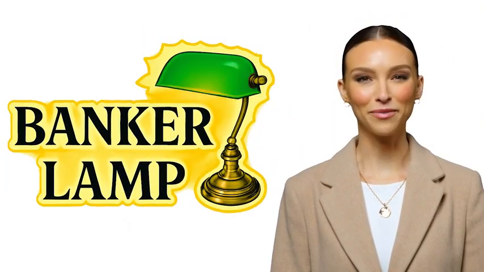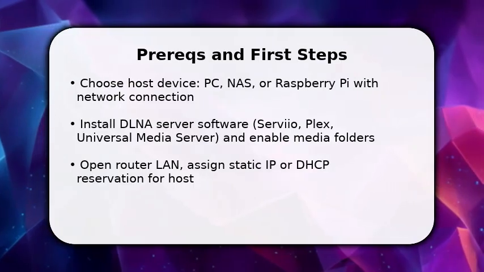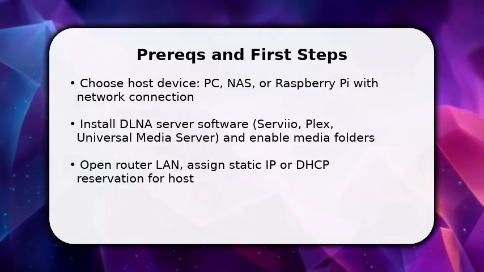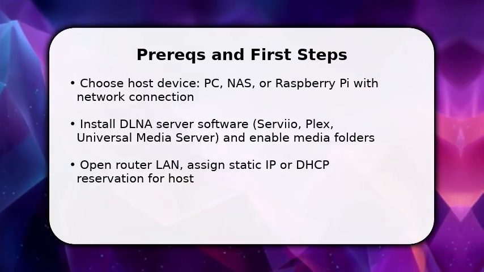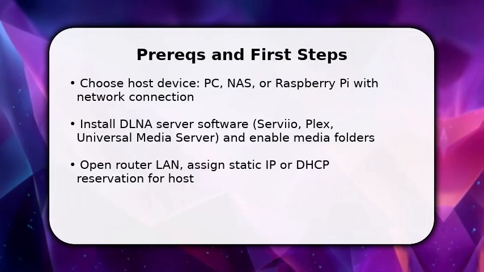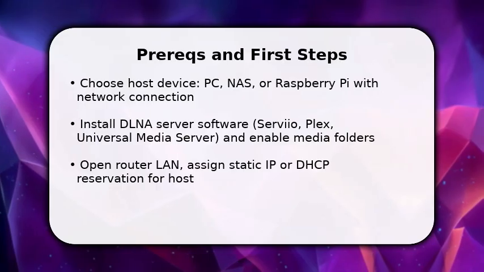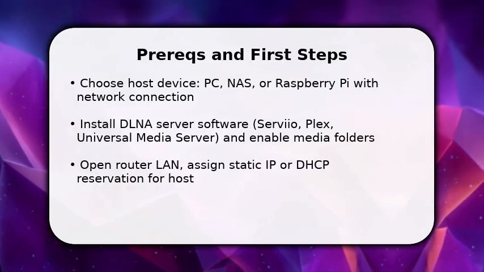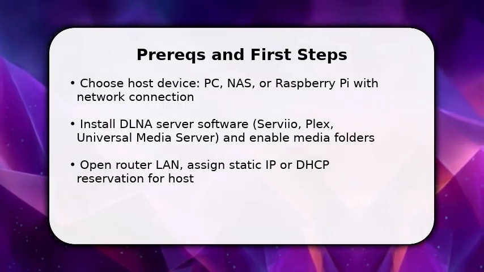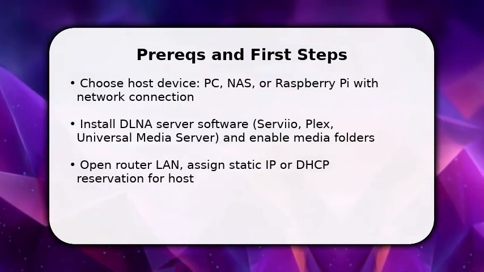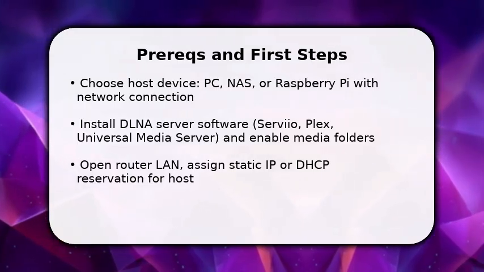Please enjoy the video. You start by picking the host and why that matters. A NAS conserves power, a PC gives flexibility, a Raspberry Pi is low cost. Install a DLNA server application and point it at your media folders so the server can index files. Once done, assign a static IP or DHCP reservation on your router to avoid changing addresses, and make sure the host has a consistent name on the network so clients can locate it reliably.